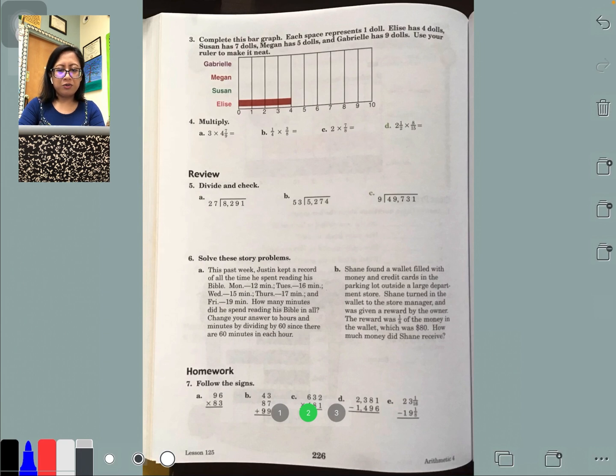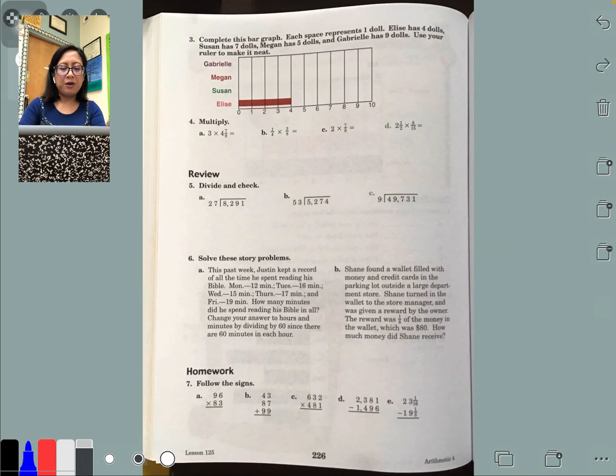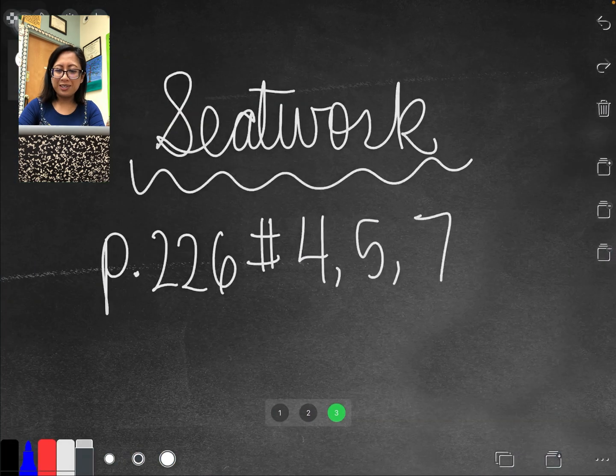We'll try to find time to do that later, but I really want you to understand how to create your own bar graph. So this is some level 6 thinking because we're creating something new. But 4, 5, and 7 is just review. So here is your seat work, okay?